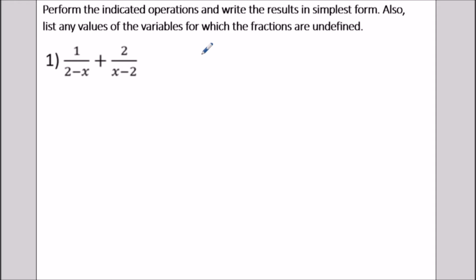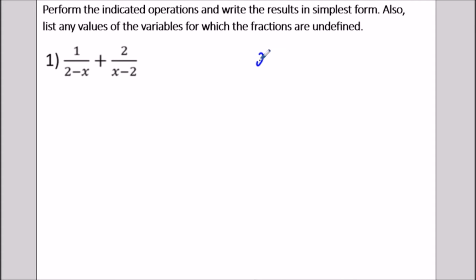So we have three examples here, and for each of them we want to add or subtract a rational expression, simplify it, and then say for which values of the variables the fractions will be undefined. So if we look at this first example, the strategy we want to use for all of these questions is to find common denominators.